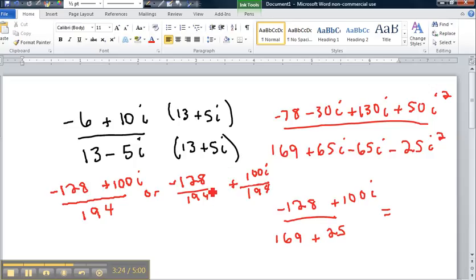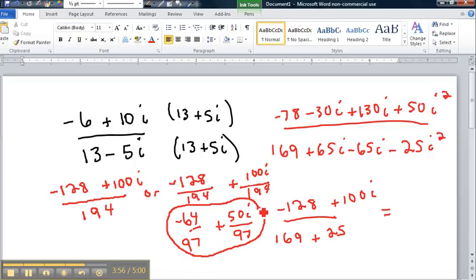If you would put this in your calculator, divide both of those by 2, you're going to get negative 64 over 97 plus, and both of these you can divide by 2 as well, 50i over 97. So this would be your final answer in a plus bi form.